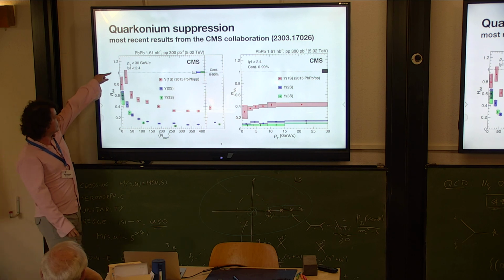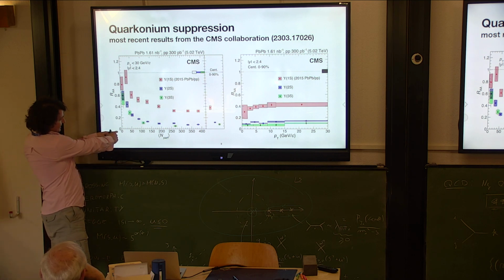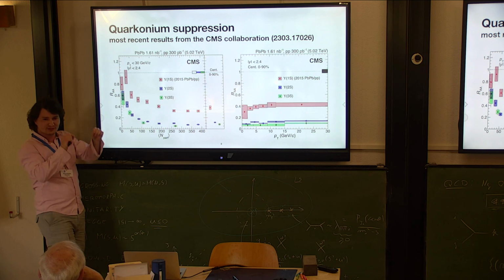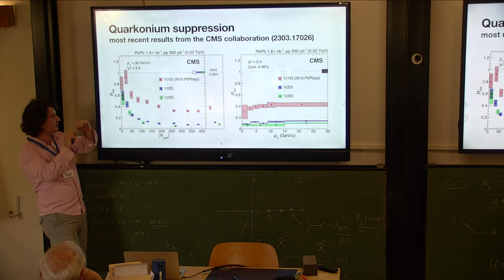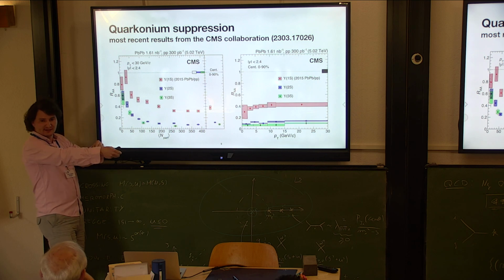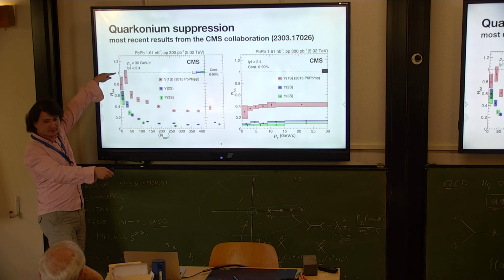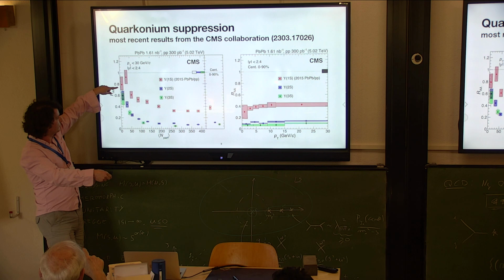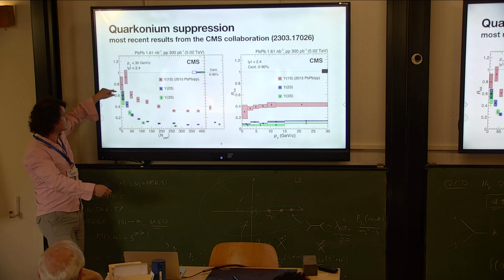Oh, up here? That's because if you have a very peripheral collision where essentially only one nucleon collides with another, you go back to the proton-proton baseline. So you expect to be up here at 1. No, but why does it start at 0.8? That's a very good question.